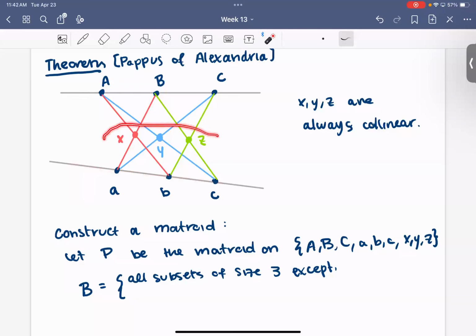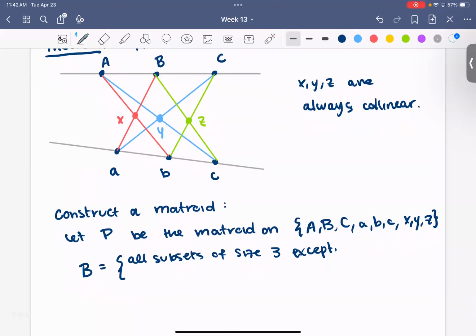But I'm also going to declare X, Y, and Z to be not collinear. So I'm going to specify for you what the non-bases are. If something is a non-basis, that means it corresponds to collinear points. And I'm just going to make something that contradicts Pappus's theorem.